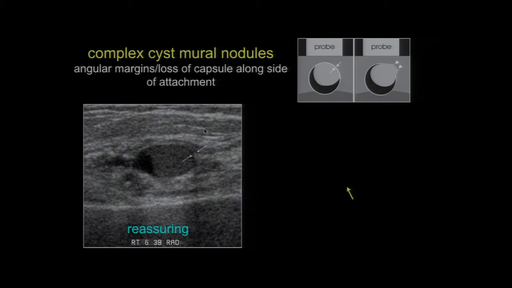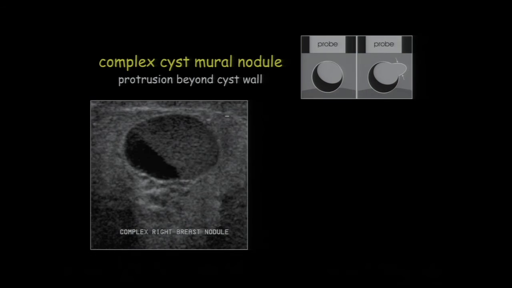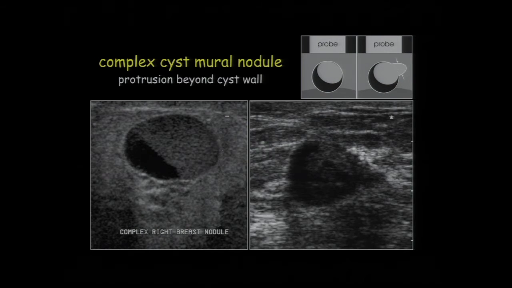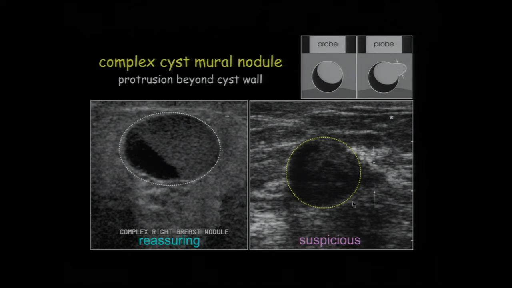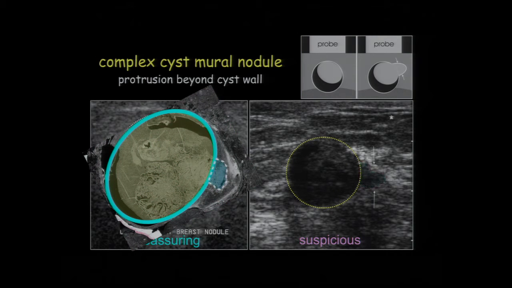So here's a complex cyst, but it has a thin echogenic capsule all along the point of attachment, and it's confined to a nice oval shape. This one, on the other hand, has an absent capsule and irregular margins where it's attached. So that's suspicious. And that was a hemorrhagic papilloma, not a cancer. Again, this one is a perfect oval shape, thin capsule all the way around. This one has absent capsule and it has a duct extension coming out. That's suspicious. The one on the left is reassuring. And we can see how that happens.